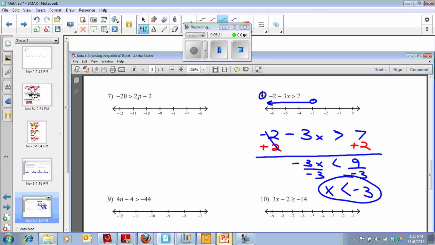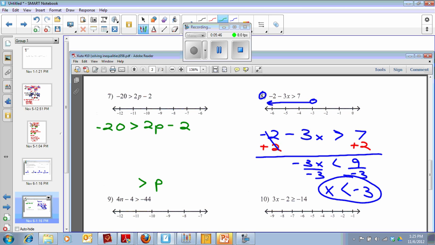I would like to do problem number 7 now. And when I do problem 7, I have -20 greater than 2p minus 2. The first thing I do is I find the variable in the inequality. It's over on the right-hand side of the inequality. So when I am done, I want p all by itself. And I want to know if I'm going to flip that sign. So I look at the coefficient of p. It's a +2. That means the sign stays in the same direction.